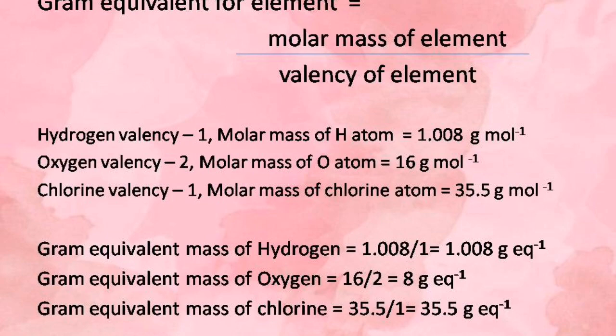Now, the gram equivalent mass of hydrogen is calculated by molar mass 1.008 divided by 1. So, we get gram equivalent mass of hydrogen is 1.008 gram per equivalent. Now, gram equivalent mass of oxygen is calculated by 16, the molar mass of oxygen, divided by valency of oxygen, 2. So, we get 8 gram per equivalent. The next one, gram equivalent mass of chlorine. The molar mass of chlorine is 35.5 divided by valency of chlorine, 1. So, we get 35.5 gram per equivalent is the gram equivalent mass of chlorine.